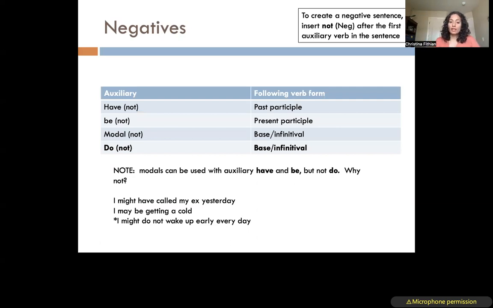So we know that modals can be used with auxiliary have, as in I may have eaten that. They can also be used with be, I may be eating that, or both of those together, I may have been eating that. That's okay. But we can't use modal auxiliaries with do. And I want you to just pause the video for a minute and consider why not.